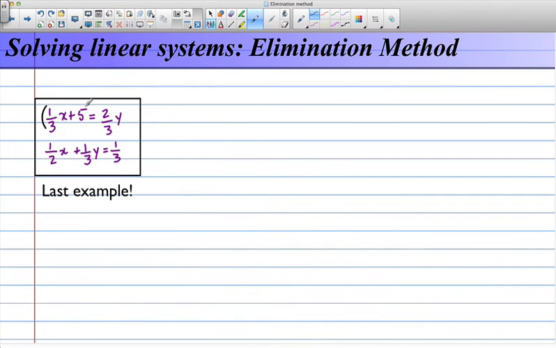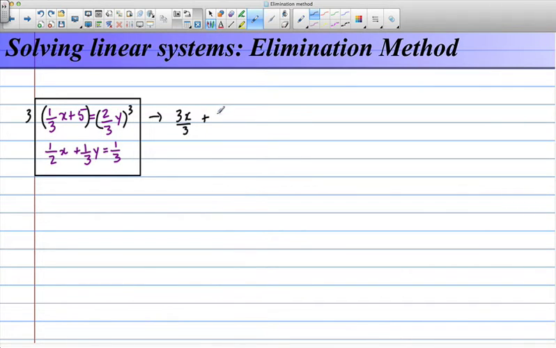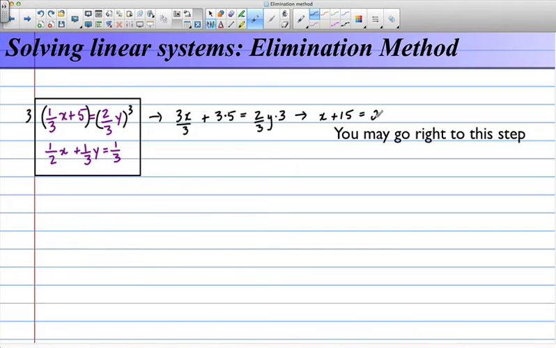Last example, we'll multiply both sides by 3. So we have 3x divided by 3 plus 3 times 5 is equal to 2/3 y times 3. X plus 15 is equal to 2y. And rearranging the terms, we'll put the y's on the left side, so minus 2y equals negative 15.